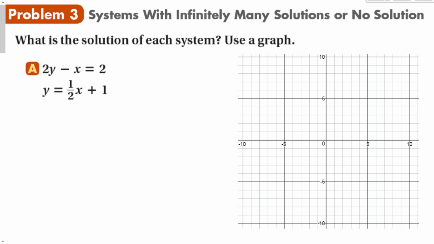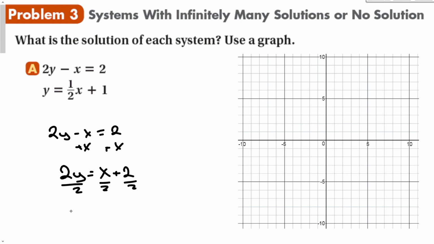So let's graph these and try to find the solution of each system. Now, first of all, the first equation is not in slope-intercept form. So the first thing I should do is make it into slope-intercept form. So let's add x to both sides, and we get 2y is equal to x plus 2, and divide everything by 2 to give me y is equal to 1/2 x plus 1.